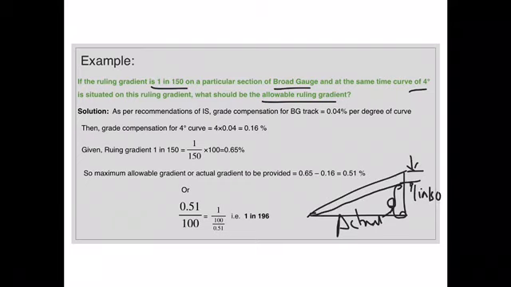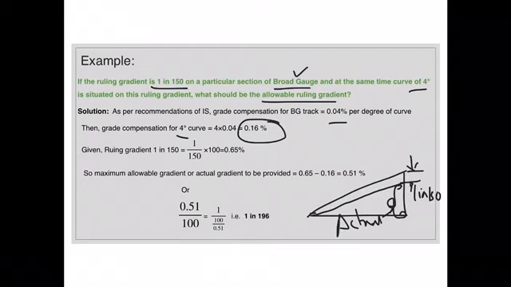First write down the data that is given. Ruling gradient is 1 in 150 and it is a broad gauge track. For the broad gauge track, the grade needs to be compensated by an amount of 0.04 percentage per degree. For us the curve is 4 degree, so 4 into the prescribed grade compensation. So the gradient we have needs to be reduced by 0.16 percentage.